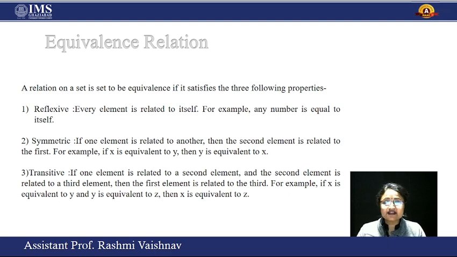Like if x is equivalent to y and y is equivalent to x, we can say that both are related in a relation. The third property is transitive. Transitive is all about three elements. When we discuss transitive, we take three elements at the same time. If one element is related to the second element and the second element is related to the third element, then we conclude that the first and third elements are also related to each other. For example, if x is equivalent to y and y is equivalent to z, then we can also conclude that z and x are equivalent to each other.